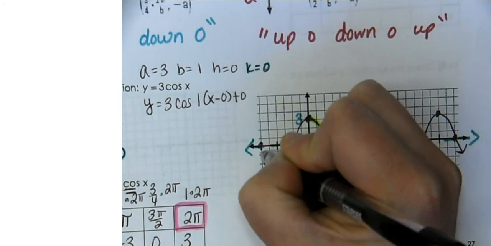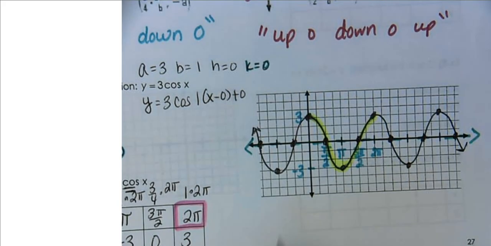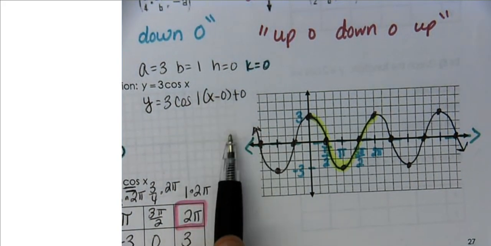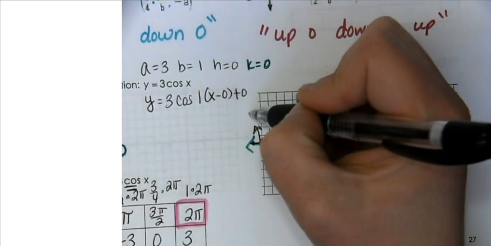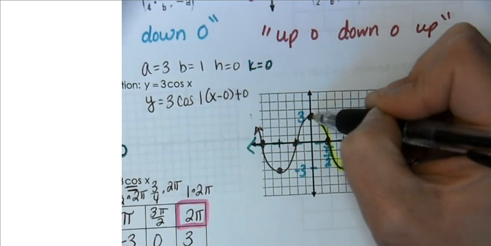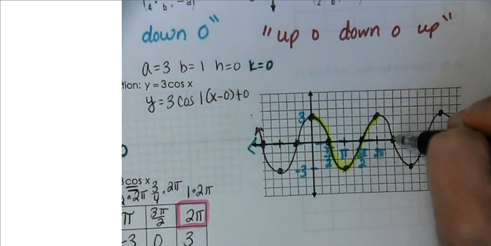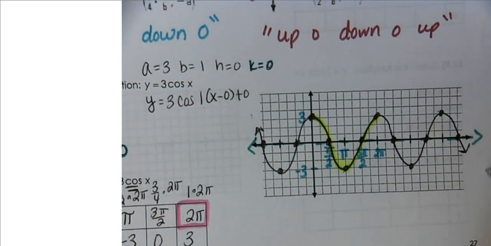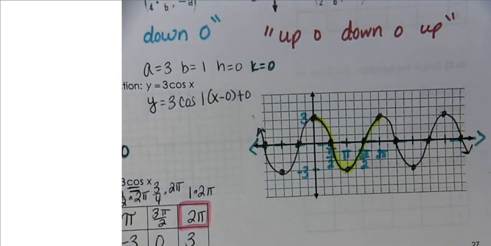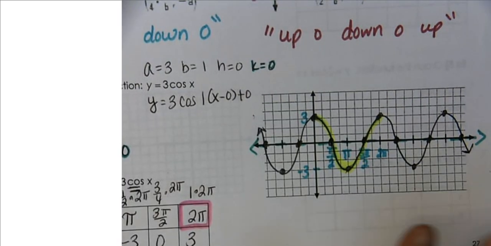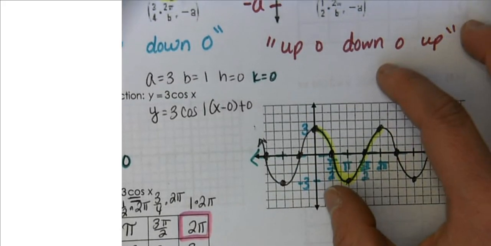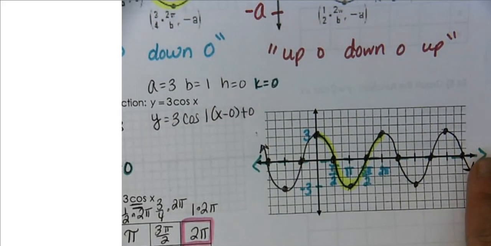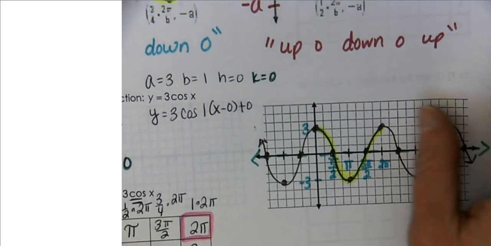My next point will be up at +3, and you should see that it should be going up, 0, down, 0, up, 0, down, 0, up. That's what we should see, and that's what our graph would look like. So on your homework, I need you to highlight those initial points, and you must have an axis drawn as well, even if it is on the x-axis.